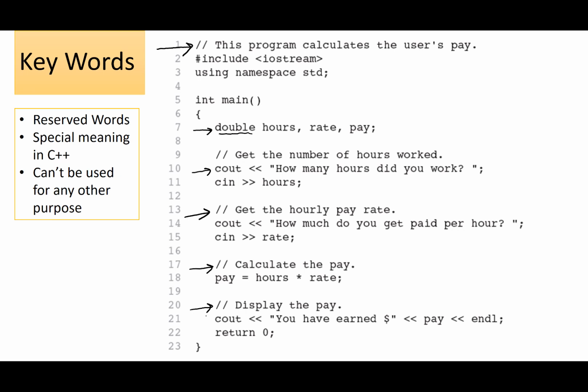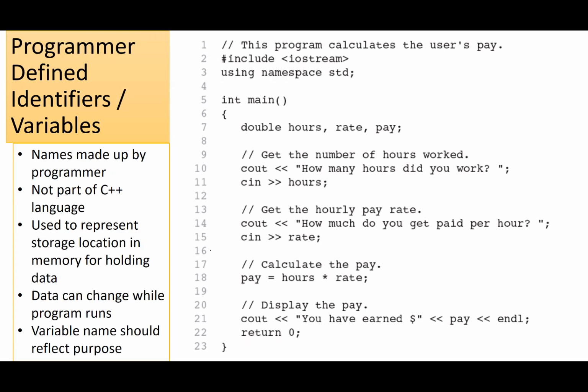So now let's look specifically at where the keywords are in this program. Remember, keywords are words that have special meaning in the language. These are for C++. And these keywords can't be used for any other purpose. So some examples of keywords in this program are using, namespace, int, double, and return. These are all keywords and they all have specific meanings, and we can't use those words for anything else. So we can't declare a variable and call our variable double or call our variable return.